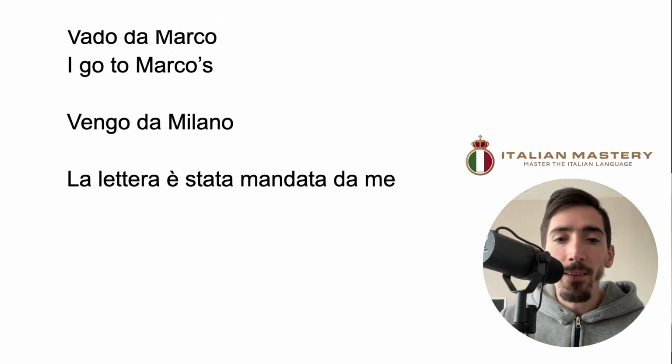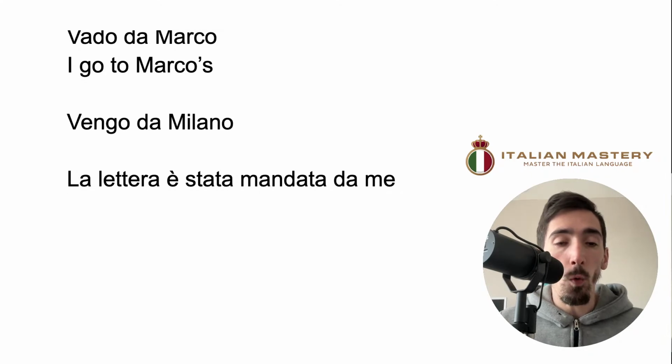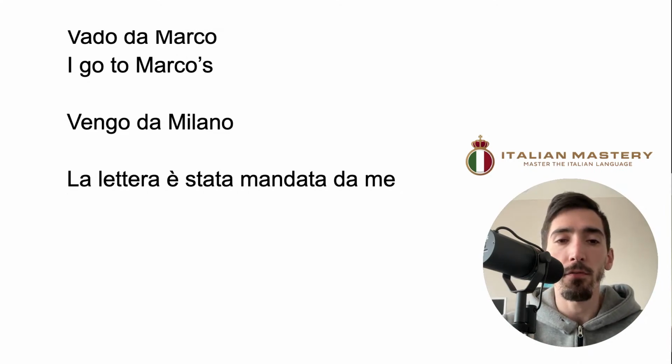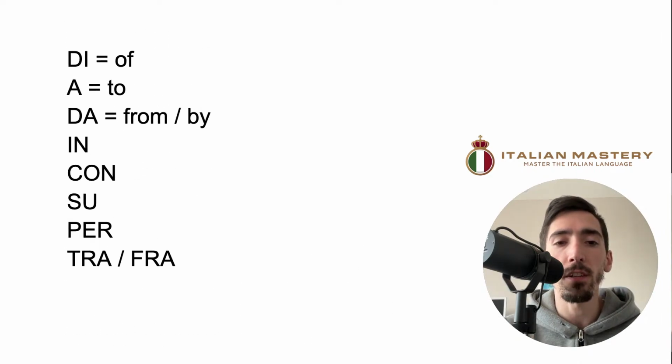La lettera è stata mandata da me. So the letter was sent, technically has been sent, but in Italian we often use the present perfect to mean just the past simple. So the letter was sent by me. So as you can see, da can mean a lot of different things, but more often than not, from and by.